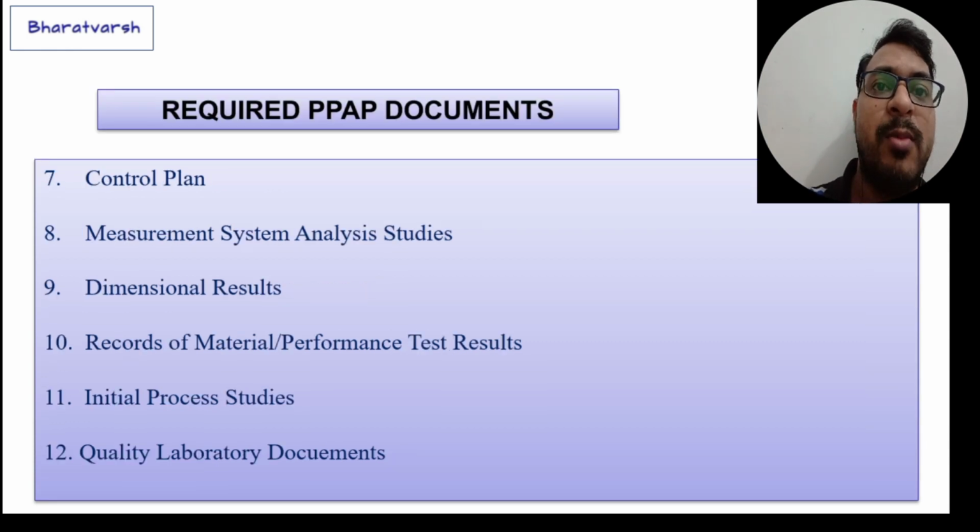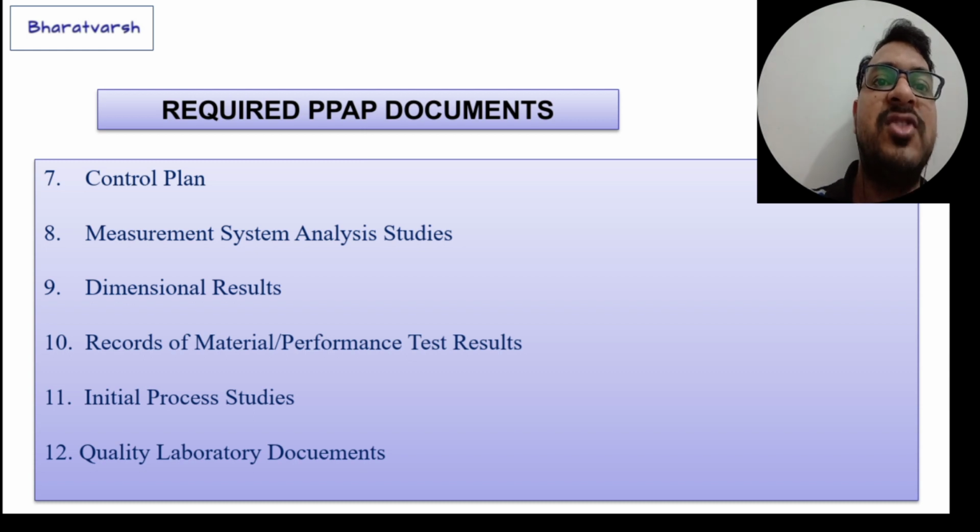Seventh is control plan. Control plan is related to the control of process and product characteristics, the step by step control in the complete manufacturing of the part, from incoming raw material to final dispatch. Step by step we have to mention the process, and for that process how we have to control the process parameters and product parameters. Then the control method has to be shown, built into that format.